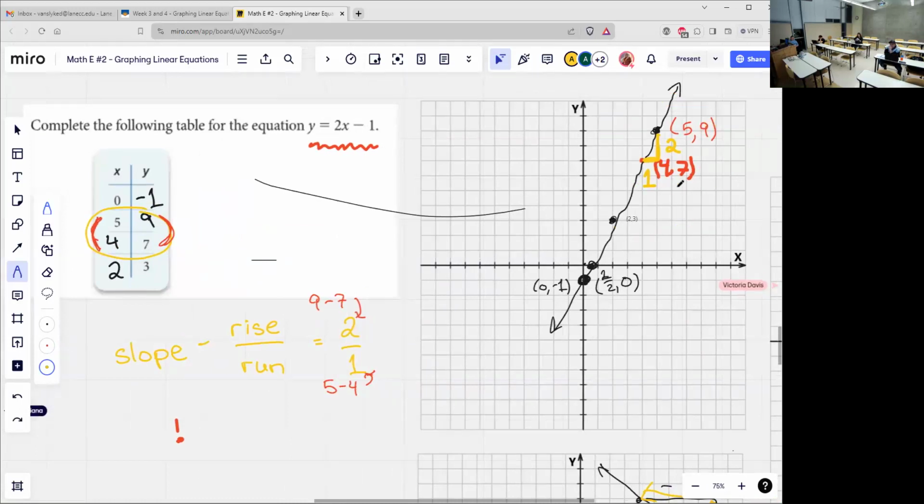And then the follow-up question is, what happens if Adriana picks the (5, 9) as the first one, but Victoria picks the (4, 7) as the first one? And it doesn't matter, because if you did 7 minus 9, you just get a -2. And the 4 minus 5, you just get a -1. If I reversed which.